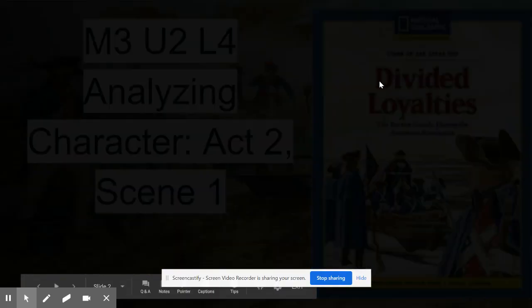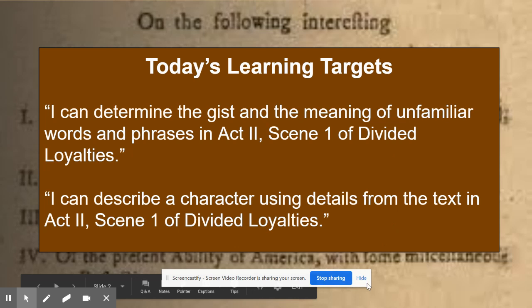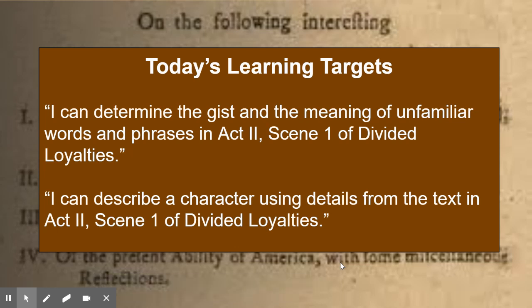All right, so today's learning targets are: I can determine the gist and the meaning of unfamiliar words and phrases in Act 2, Scene 1 of Divided Loyalties, and I can describe a character using details from the text in Act 2, Scene 1 of Divided Loyalties.